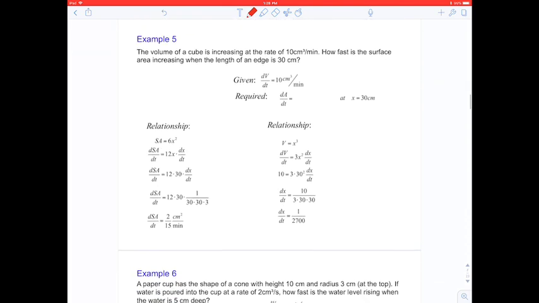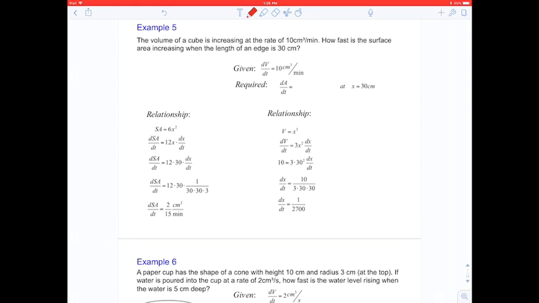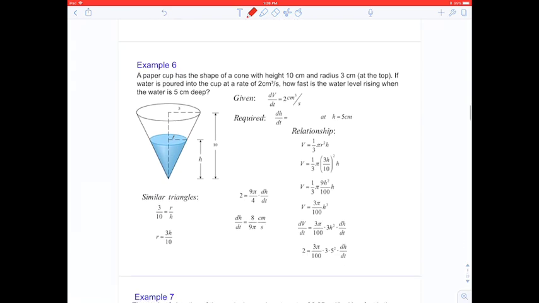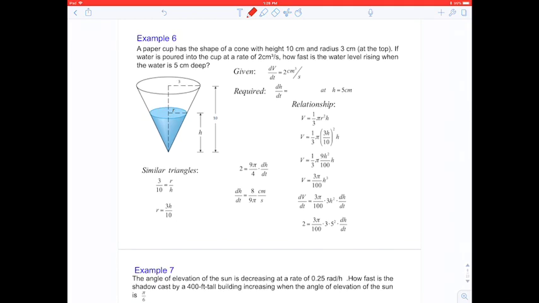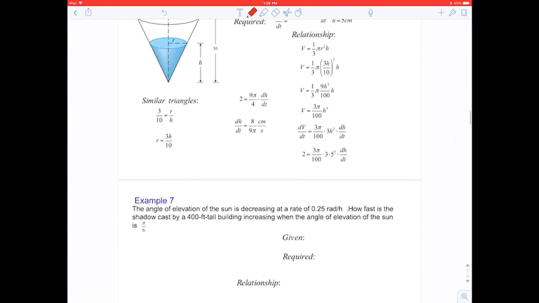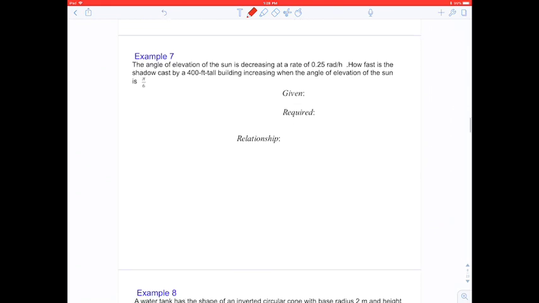Example number 5. It's about a cube. We don't have to draw a cube. Example number 6 is about a cone. You can follow my solutions. And example number 7 is not solved.